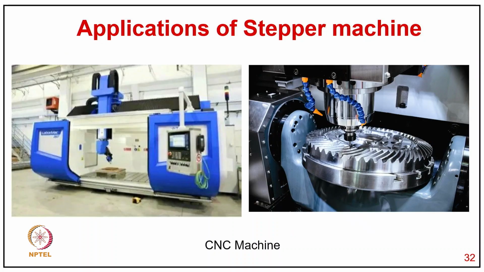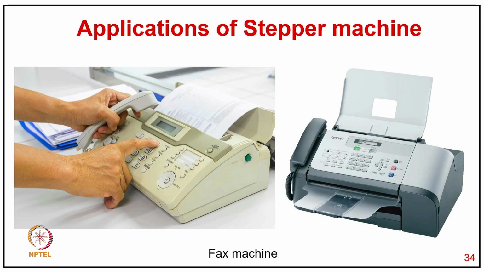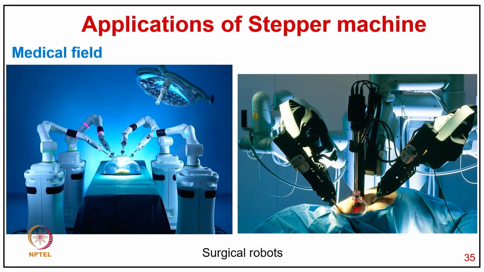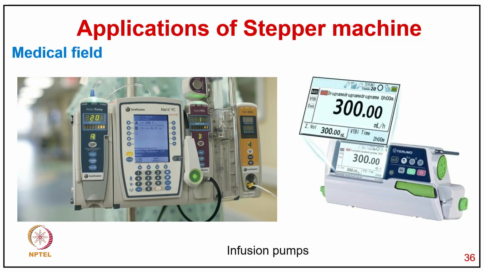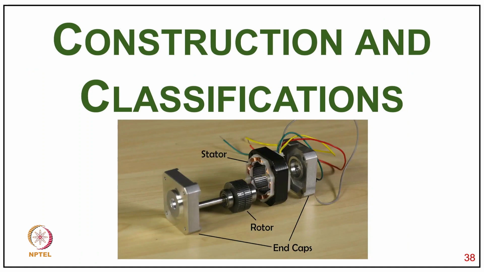Then the CNC machines. Then the solar panel tracking for maximum power tracking for mechanical motion. Then the fax machines, surgical robots for providing all the motions. Then the infusion pumps. Then the medical field for CT scanner. Now, these are, I think, some of the applications. There are many more practical applications if you divide into different applications.